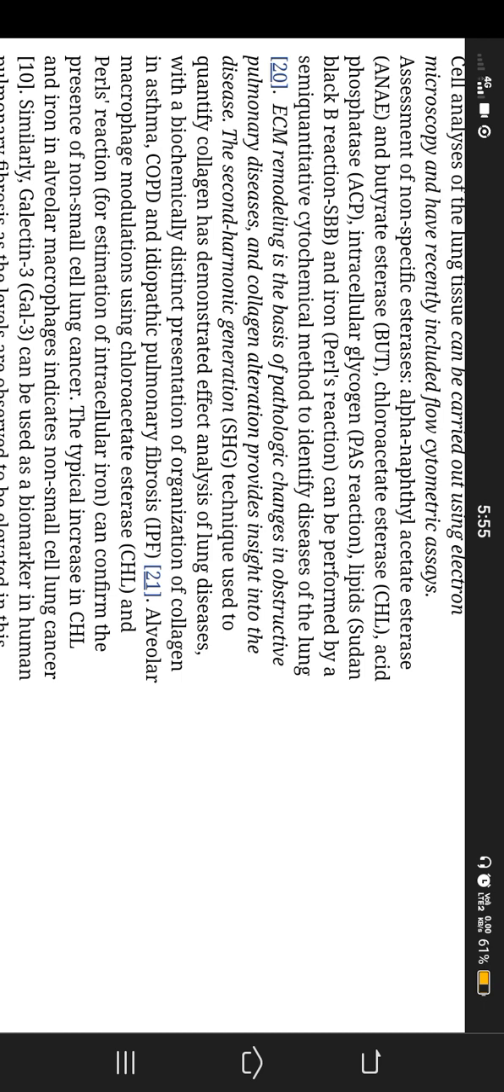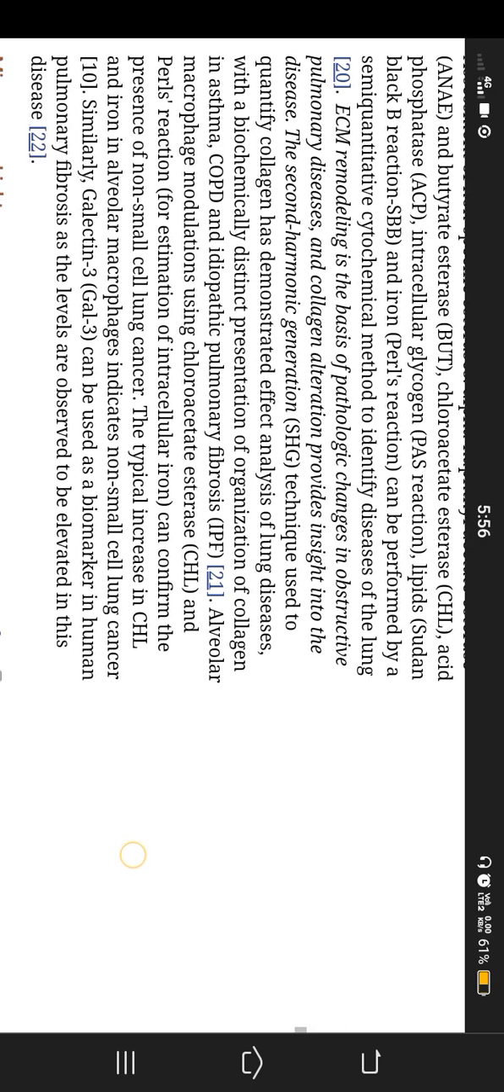ECM remodeling is the basis of pathologic changes in obstructive pulmonary diseases, and collagen alteration provides insight into the disease. The second harmonic generation or SHG technique used to quantify collagen has demonstrated effective analysis of lung diseases with a biochemically distinct presentation of organization of collagen in asthma, COPD, and idiopathic pulmonary fibrosis or IPF.